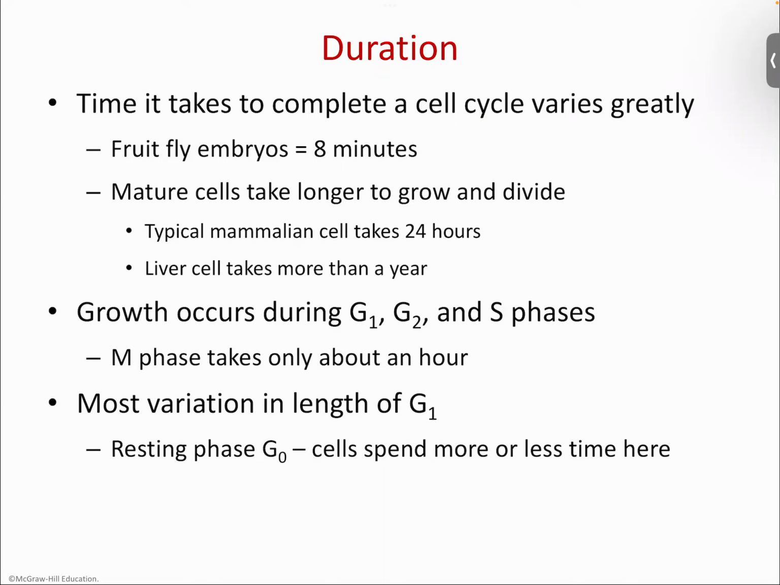So here's a good example. If you take a fruit fly embryo, which is actively going through mitosis because it's building the little fruit fly body, actually a little larval body, you're talking about a mitotic event every 8 minutes. So you're going through your cell cycle every 8 minutes. That's pretty quick. For a mammal cell, we're talking about something more like 24 hours. For a liver cell, it can be more than a year.